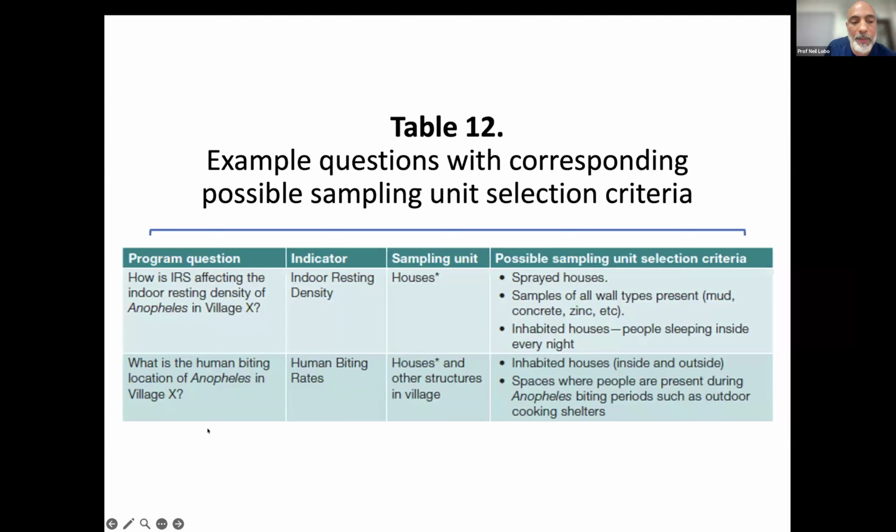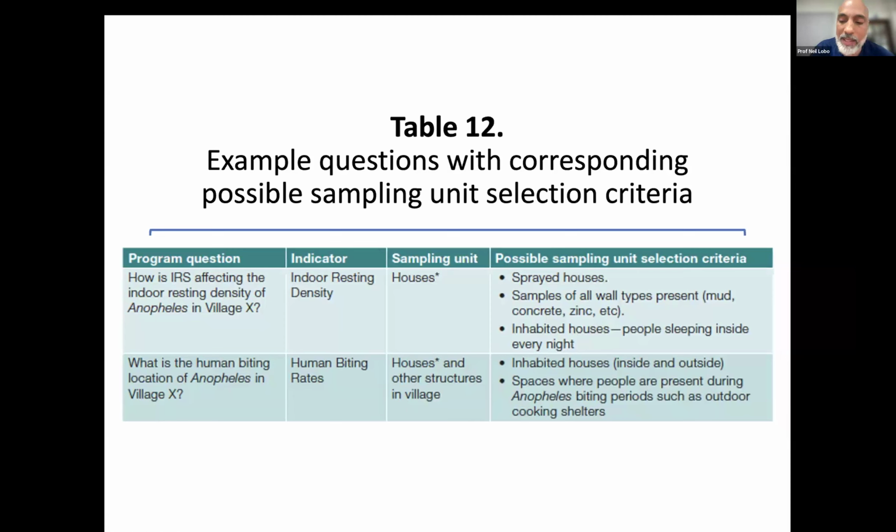The next question example is, what is the human biting location of Anopheles vectors in a specific village? Where are humans being bitten? So you'd probably ideally want to use your human biting rates in houses and other structures in the village. So where are people being bitten? So I'd use houses, inside and outside houses, as well as areas where people are present during biting times.